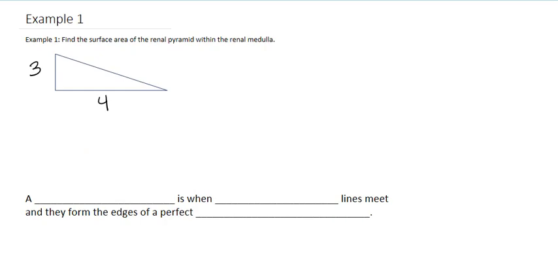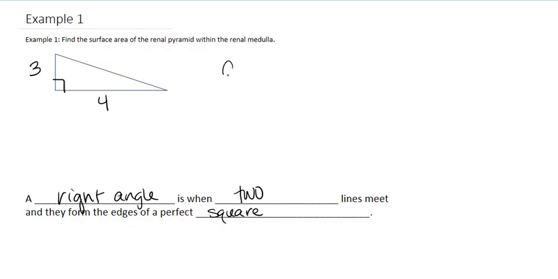So example 1, find the surface area of the renal pyramid with a renal medulla. So in order to solve for this, we know that this right angle is when two lines meet and they form the edge of a perfect square. And so let us solve.